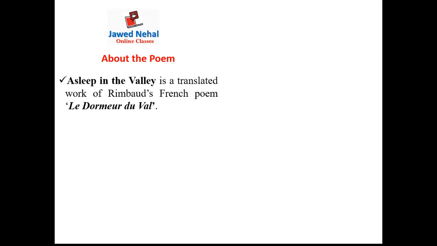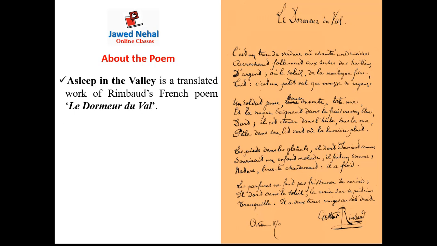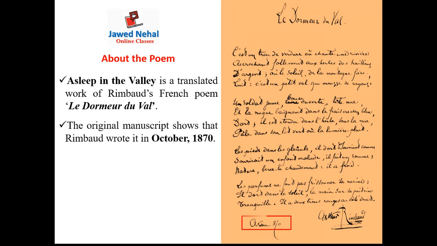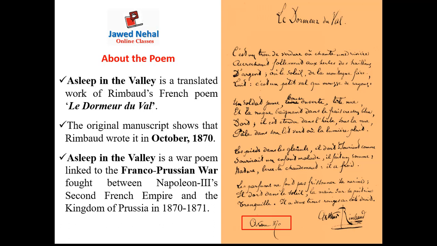The poem Asleep in the Valley is actually a translated work of Rimbaud's French poem titled Le Dormeur du Val, which in English means the sleeper of the valley. The original French manuscript shows that Rimbaud wrote it in October 1870. At that time, he was only 16 years old. Asleep in the Valley is a war poem linked to the Franco-Prussian War, which was fought between the Second French Empire and the Kingdom of Prussia.